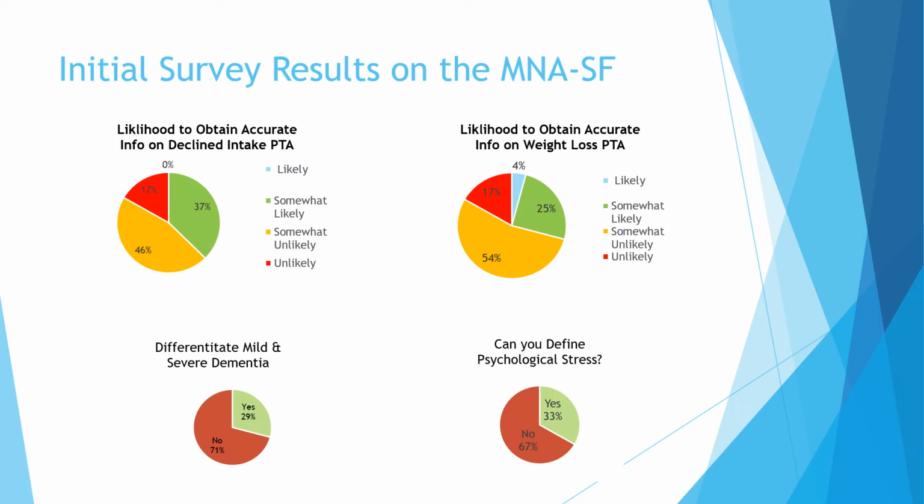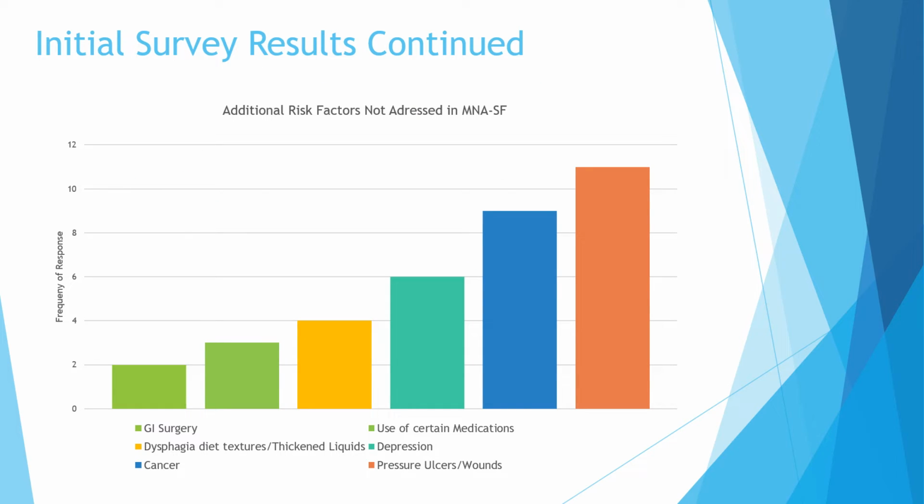Here we can see the initial survey results asking about the MNA-SF. People didn't seem super confident that they could obtain accurate information prior to admission on declined intake, weight loss. They couldn't differentiate between severe and mild dementia or define psychological stress. Moving on, we can see that a lot of healthcare workers thought that a bunch of different topics should have been included but weren't, such as presence of pressure ulcers or wounds, use of certain medications, depression, cancer diagnoses, diet textures, etc.